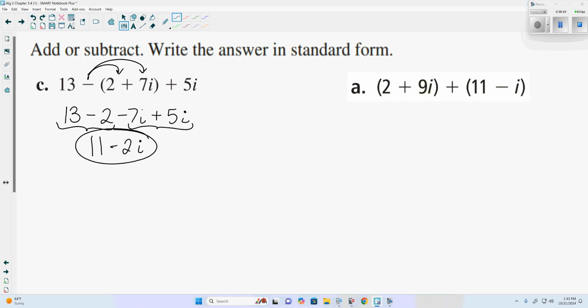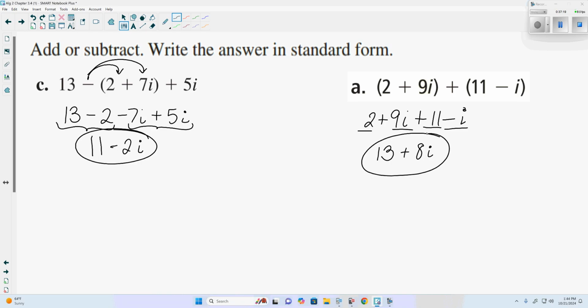2 plus 9i plus 11 minus i. Well, here we can drop the parentheses. So it's telling us that we have 2 plus 9i plus 11 minus i. Our like terms, 2 and 11. 2 plus 11 is what? 13. 9i minus i is plus 8i. So our 2 plus 9i plus 11 minus i is 13 plus 8i.